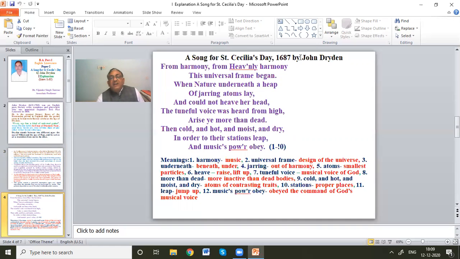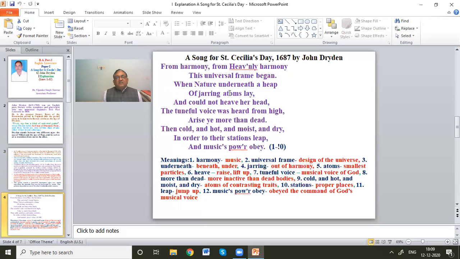The poet says, "When nature, underneath a heap of jarring atoms." Jarring means of opposite qualities; atoms are the smallest particles of a thing. There was a time when the universe was not in the present form. There was universe, but it was in the form of atoms, and the atoms were lying near each other with opposite qualities. Say the atoms of water were lying near the atoms of fire or earth or air, "and could not heave her head." The nature that was in the form of atoms could not even raise, could not lift her head.